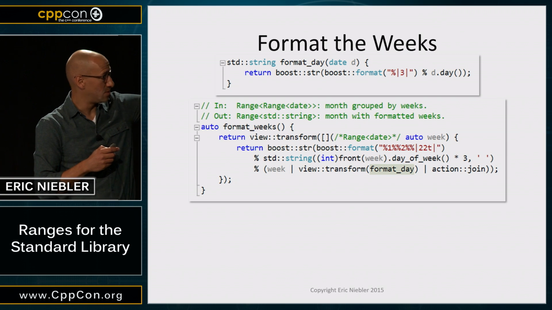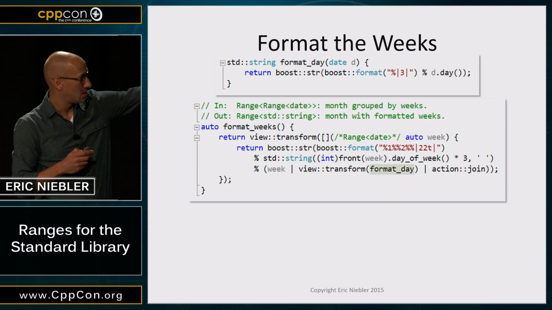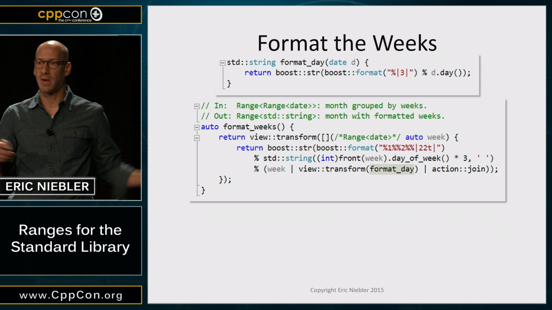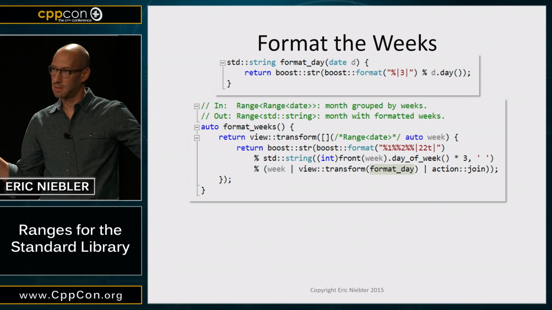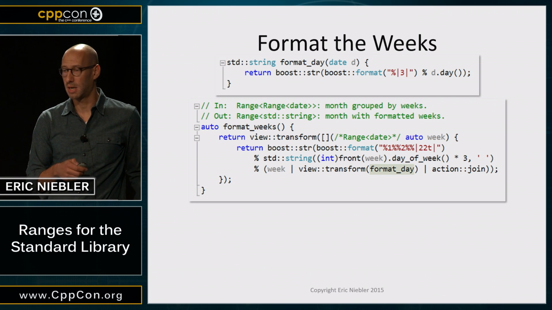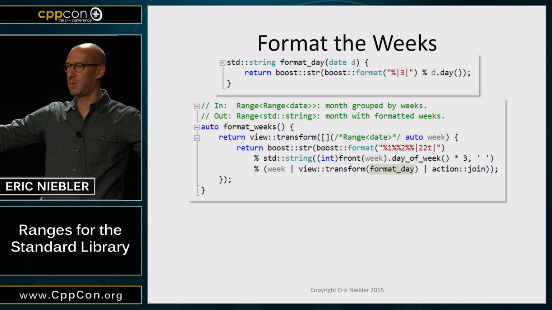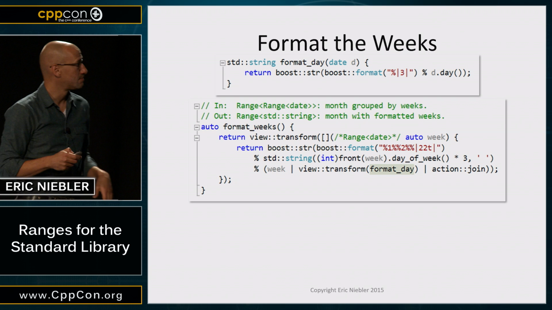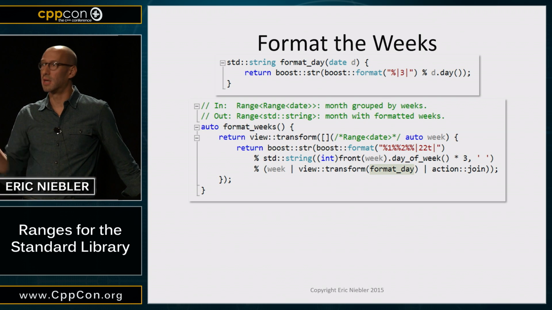And the first thing that we do, let's look at the last line first. We're going to take the week and we're going to transform it with format day. So we have a range of dates. Format day is going to turn that range of dates into a range of strings. And then we're going to join all the strings together, and I'll talk a little bit more about that later, into one big string. So this formats that week and glues it all together into one string. And now the only thing we have to worry about is white space padding in the front. Yeah, question in the back.